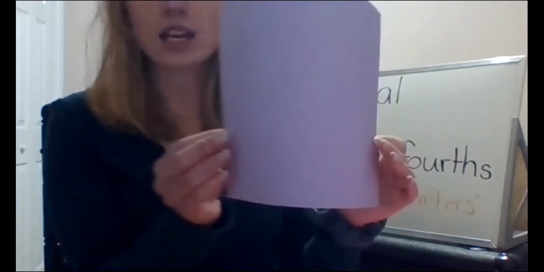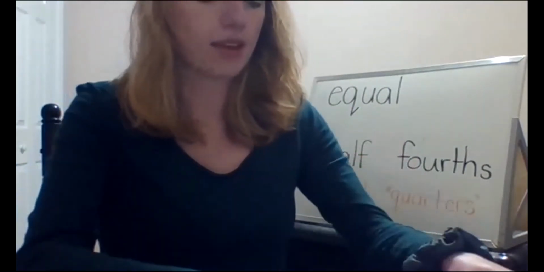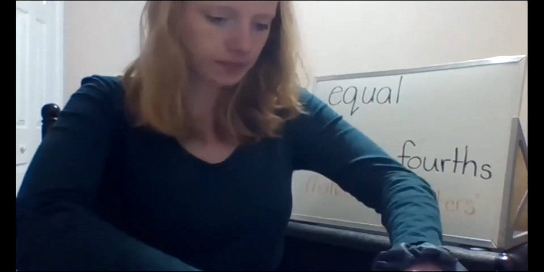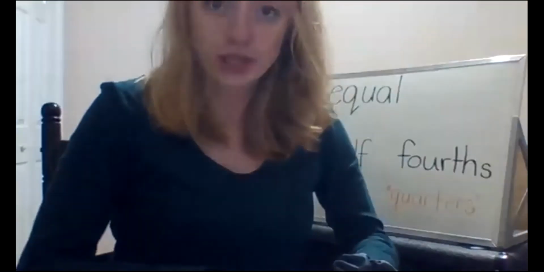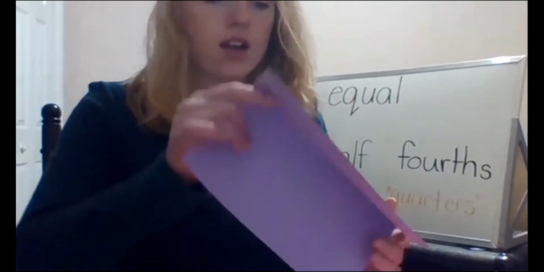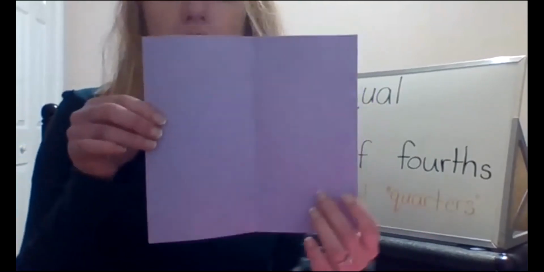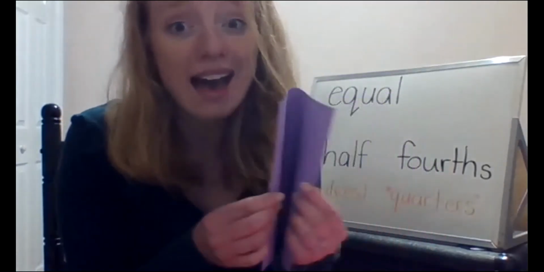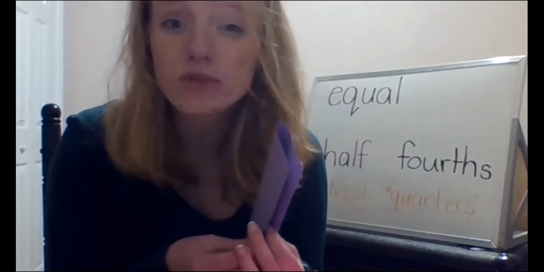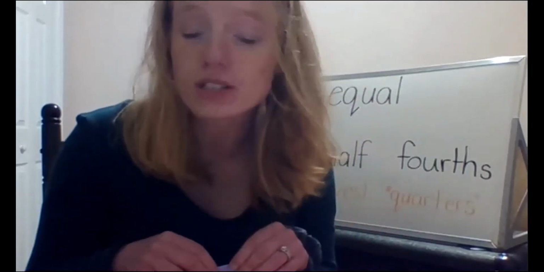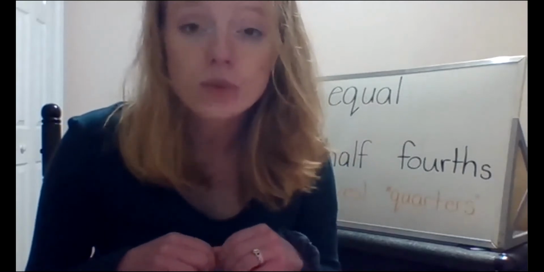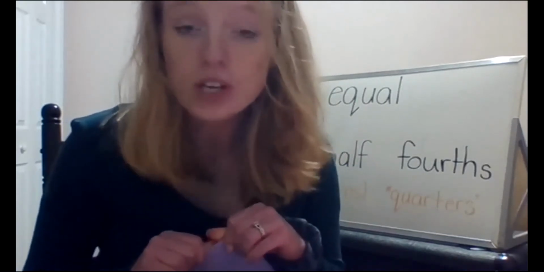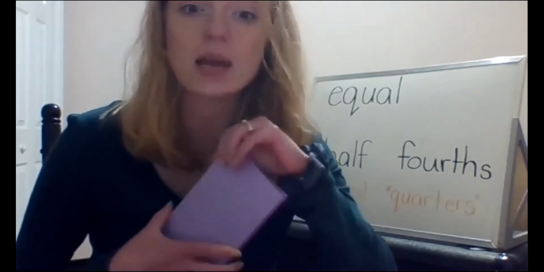Well, I could fold it this way. I could line up my edges, just like when we're folding a piece of paper. And look, I have 2 equal parts. So the important part about it being half is that it's equal parts. So if you were sharing a candy bar with your younger brother or sister or with your friend, you would want the parts to be equal so that you could share it and both have the same amount.